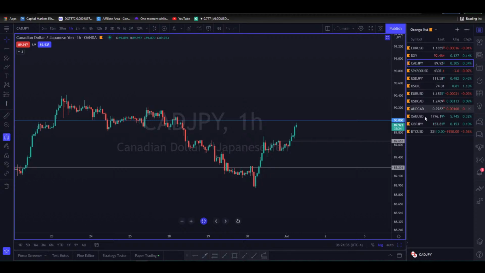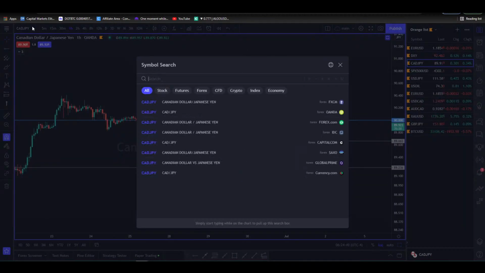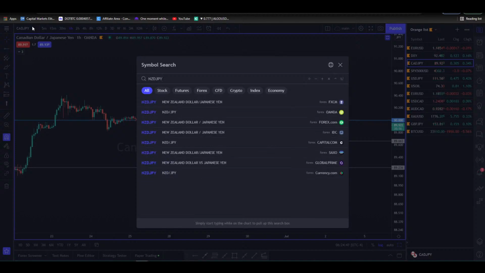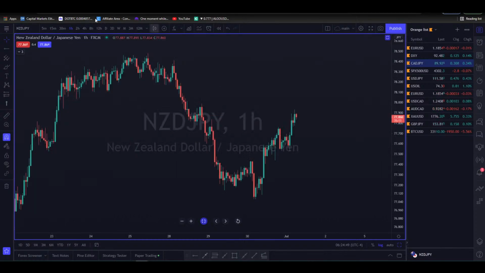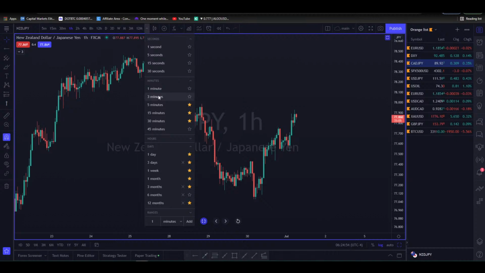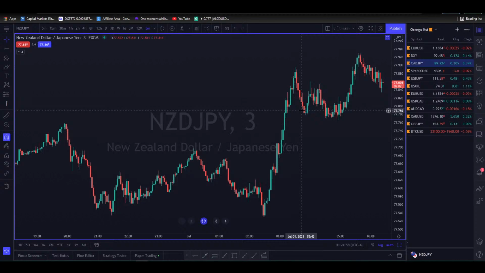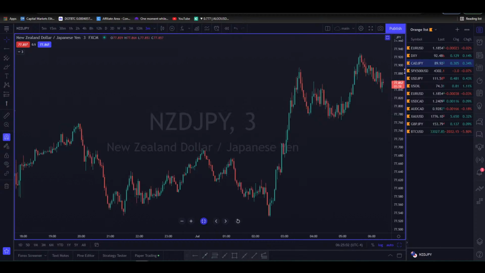Could you check the NZD Yen 3-minute chart if you have time? NZD Yen 3-minute. All right, let me see. I don't have it over there, so let's go over here. NZD JPY. And you said 3 minutes specifically. Well, it's bullish. Yeah, that's what you're looking for, basically. That's your range expansion to the upside.